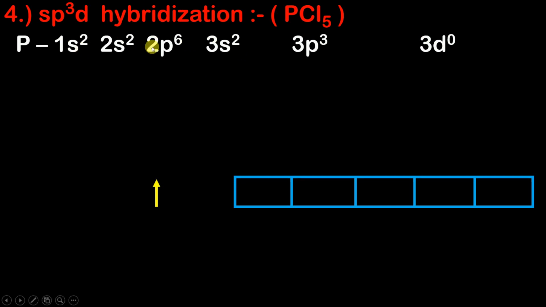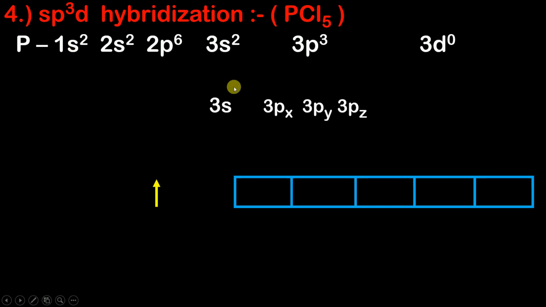Now neglect this inner energy level. We are going to consider only the outer energy level, that is 3, because if you observe, up till now there were no changes in the inner energy level. The only changes observed were in the outer energy level, because the outer energy level electrons are responsible for forming covalent bonds. So let's consider only the third energy level. Just neglect the inner ones for a while because we have a space constraint over here.